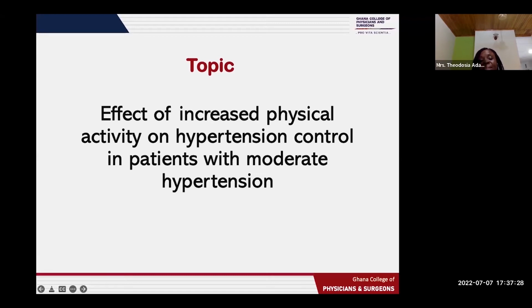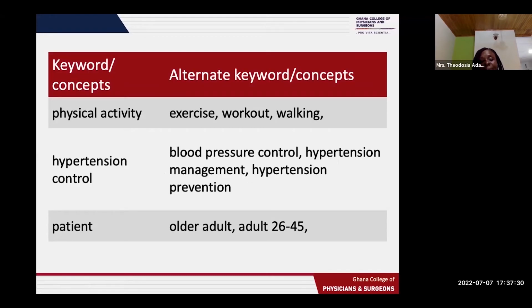So the suggested key concepts are here. You may have other views, but that is definitely allowed. So we identify physical activity, hypertension control, and then patient. For alternate keywords or concepts for physical activity, for example, we have a narrower term, exercise, then workout, then walking. These are examples of physical activity.